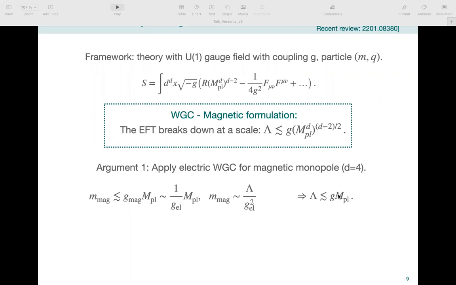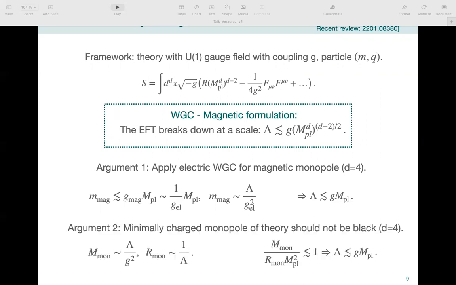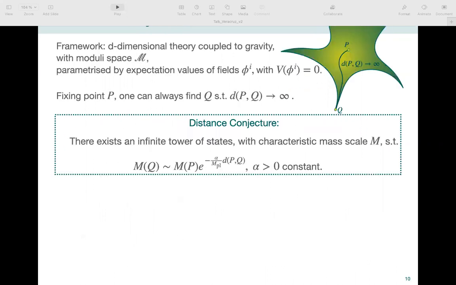So the magnetic weak gravity conjecture provides a bound on the edge of validity of the theory. And you can also find the same value of the threshold if you impose that this magnetic monopole is not a black hole. So the semi-classical radius is larger than the Schwarzschild radius that corresponds to the monopole.